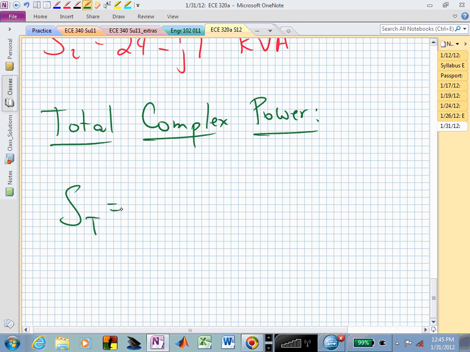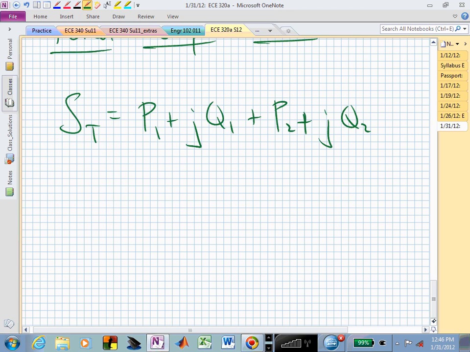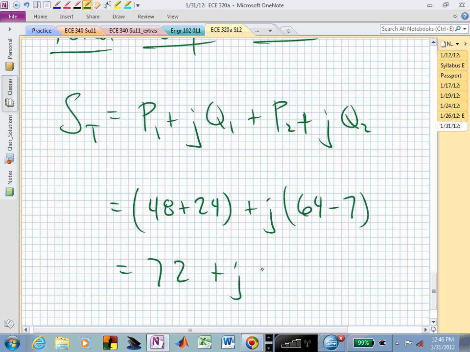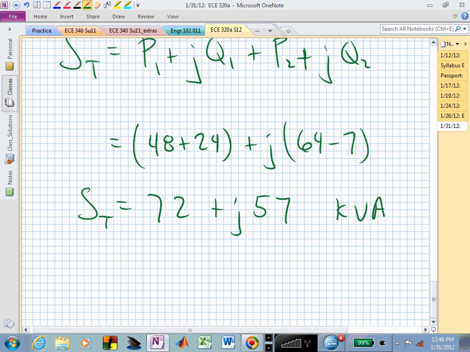The total complex power is P1 plus jQ1 plus P2 plus jQ2. And we've already found all of those pieces. It's the two P's, 48 plus 24, and the algebraic sum of the Q's. The total power then is 72 plus j57 kVA, total complex power.